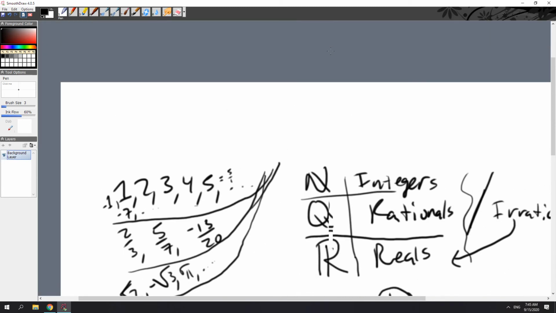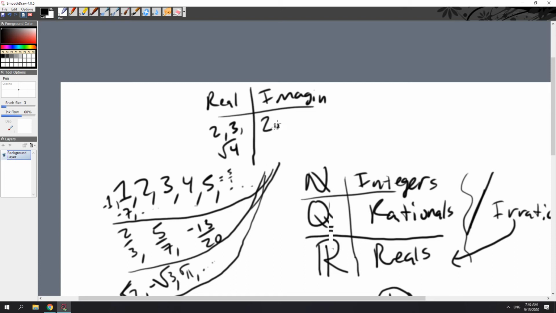So let's just write down a little bit of this. I think we have a little room at the top. We do. We have two categories now. We have real, and we have imaginary. And this includes any number we can think of. But we're going to add the square root of negative 1, so we know that it is imaginary.